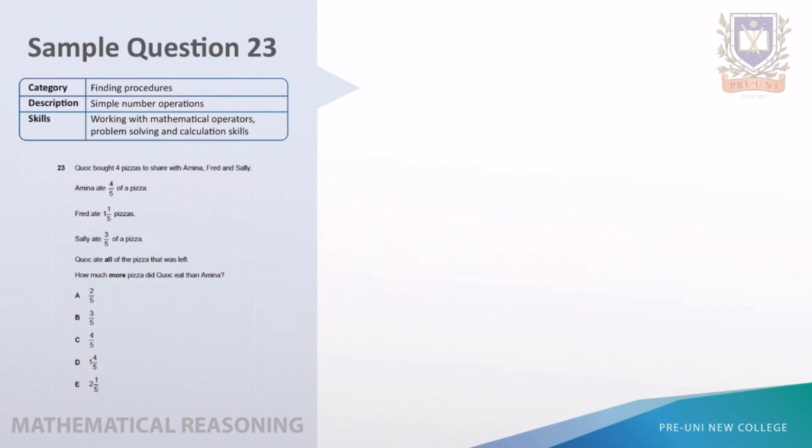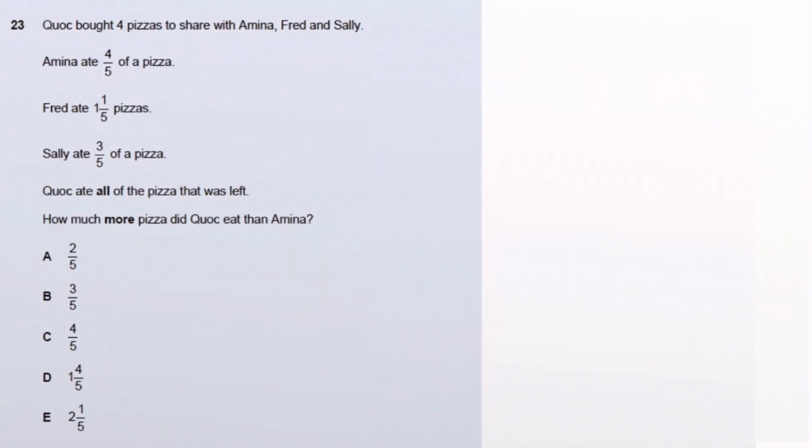For question 23, finding procedures is the category. The description, simple number operations. Skills, working with mathematical operators, problem solving and calculation skills. Kwok bought 4 pizzas to share with Amina, Fred and Sally. Amina ate 4/5 of the pizza, Fred ate 1 1/5 pizzas, and Sally ate 3/5 of a pizza, and Kwok ate all of the pizza that was left. So how much more pizza did Kwok eat than Amina?